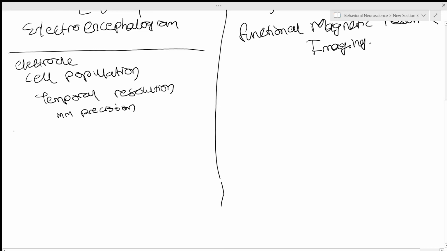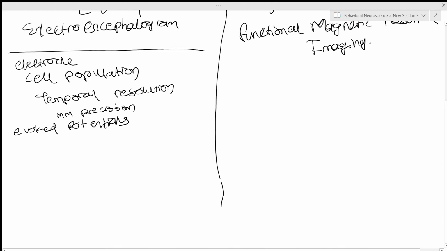In essence, we can talk about evoked potentials, which is the brain's activity in response to a certain stimulus, and an EEG is able to tell you that with really great precision as to when an event happened.